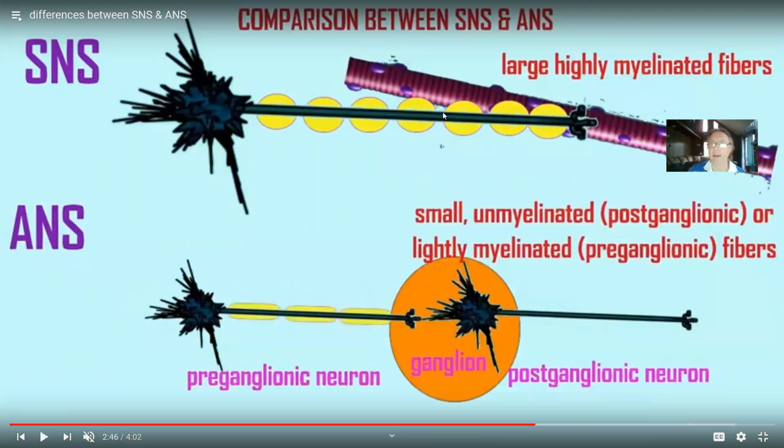So the motor neurons of the SNS, they are myelinated and highly myelinated. In the autonomic nervous system, you have different kinds of fibers. They are smaller. The preganglionic neurons have some myelin, not as much as what we see here. So I've read that as lightly myelinated fibers. And then the postganglionic fibers are unmyelinated.